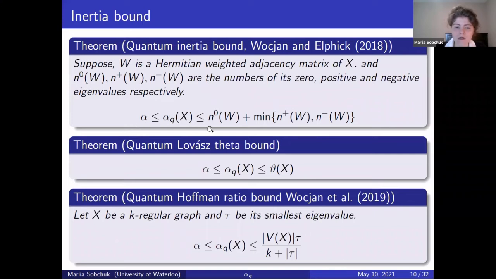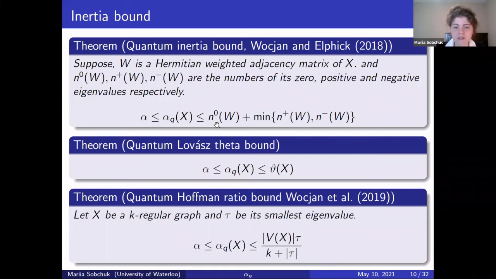And that is nice because once alpha saturates the inertia bound, then we know that alpha and alpha Q are the same. Also, once we know that alpha and alpha Q are not the same, then there's no saturation of this bound, if you're interested in these kinds of problems. And these quantities, yeah, we can get good estimates here.